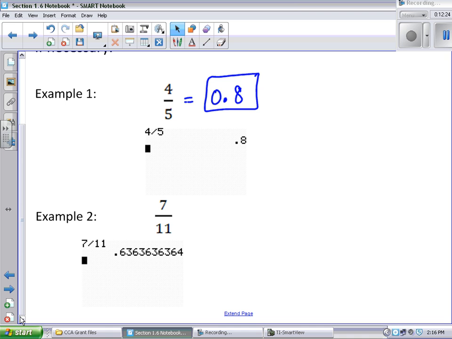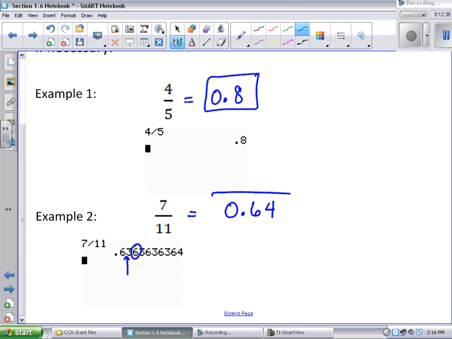So this number does have decimal places. The direction said round to the nearest hundredth. Here's my hundredth decimal place. I look to the digit next to it. It's a 6, so I round up. I get 0.64 when I round up.